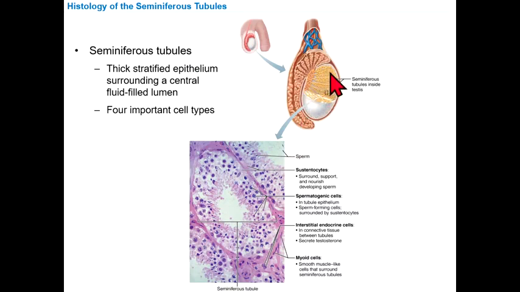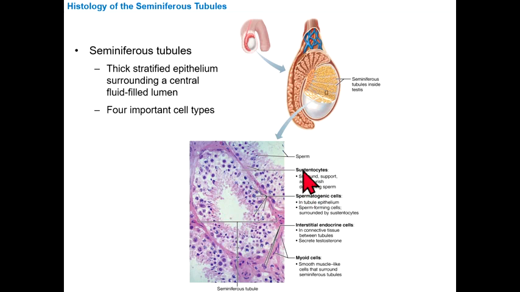So here are the seminiferous tubules, which we've seen already, that are located in the testes and where the sperm cells are produced. The seminiferous tubules are thick, stratified epithelium, which we can see right here. And here we're looking at the lumen, the inside of the seminiferous tubule. So there's the wall around the lumen. There's 4 important cell types, which we'll see. So we're just looking at a little cross-section of a seminiferous tubule right here.